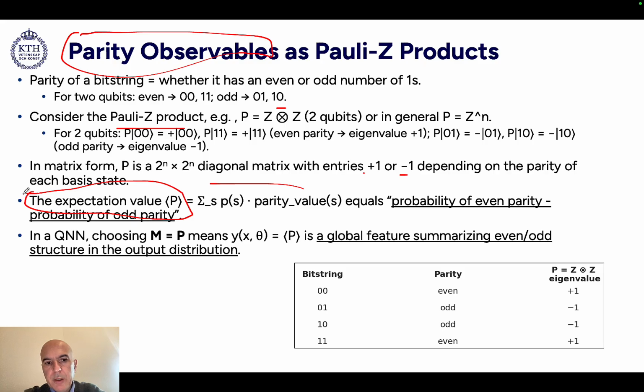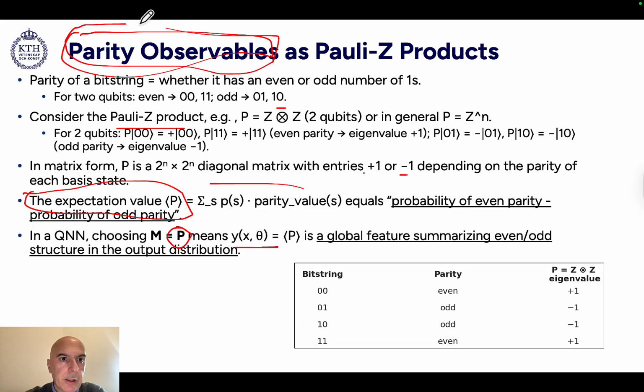In a QNN, choosing the parity observable as the outcome of our neural network means that we take it as a measurement, and we take it as a global feature summarizing the even-odd structure in the output distribution. So typically what you can do is take the expectation value of a certain qubit. This will be a kind of local measurement of your quantum system. Instead, if we want to have a global picture of the full distribution of our quantum state, we can use the parity observable.